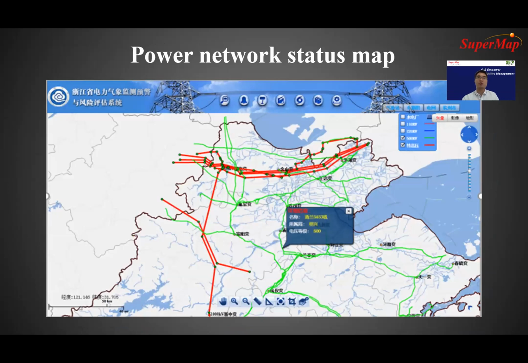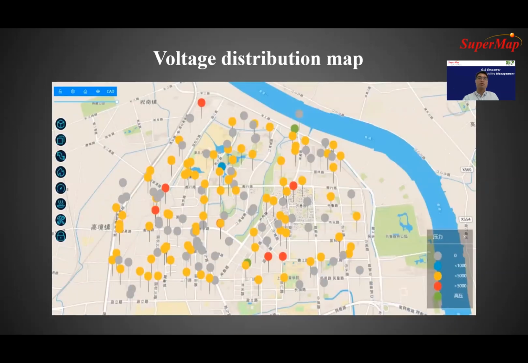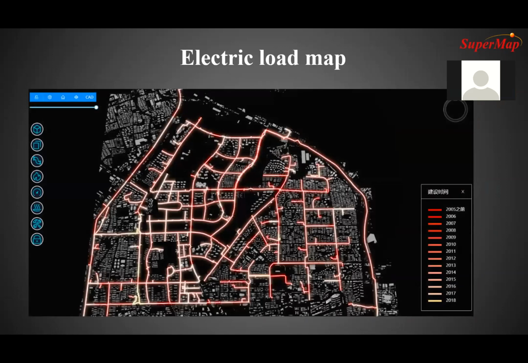Also the pipeline network status map. We use different line colors to show the different situations. And this is the voltage distribution map. So we can use different color points to show the results. And this is the load balance map for the electric industry.